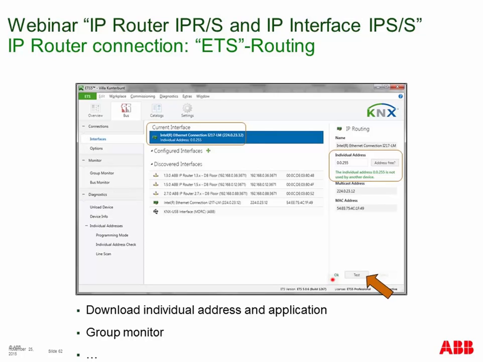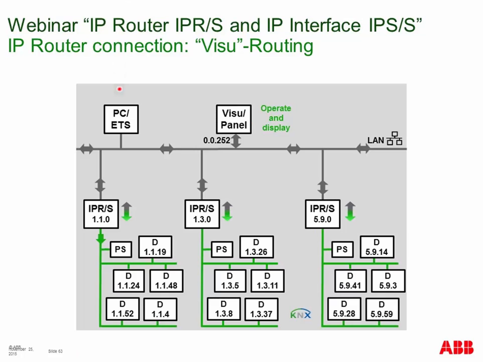We can download the individual addresses of KNX devices. We can download the application. We can start a group monitor. We can do nearly the same as when we have a connection via USB. Good. So far the routing with ETS.